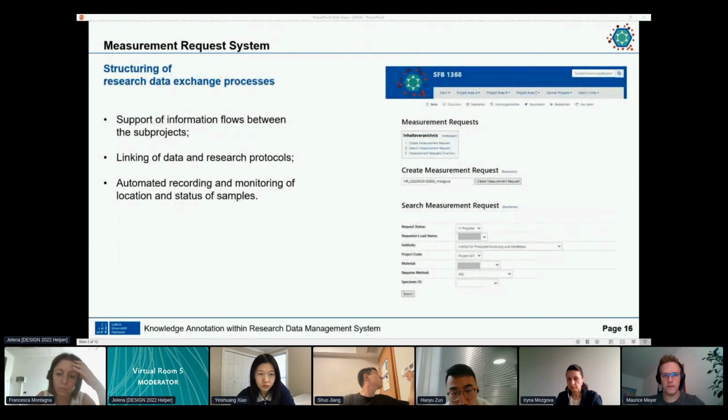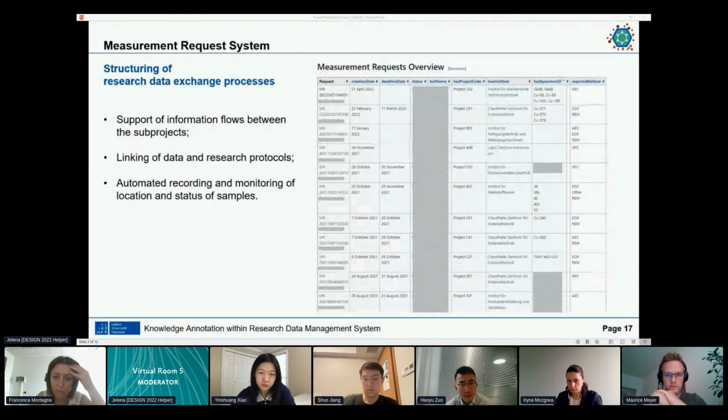The developed system makes it possible to structure information flows and data exchange processes between sub-projects, to link data and research protocols, and to record and monitor the location and status of samples. On the right-hand side, you can see a screenshot of the request template in the system, as well as part of a screenshot with the requests saved in the system.